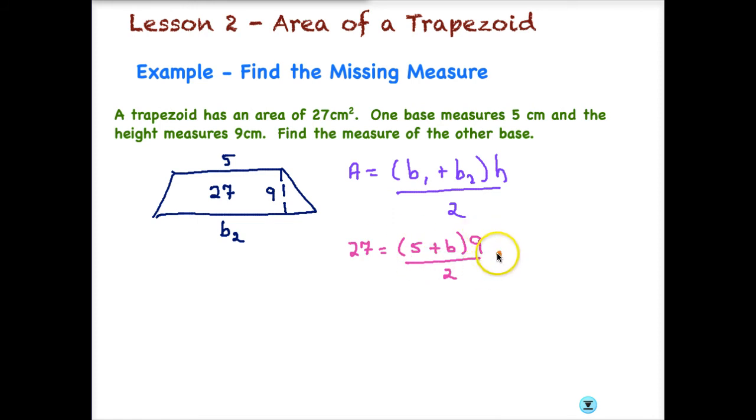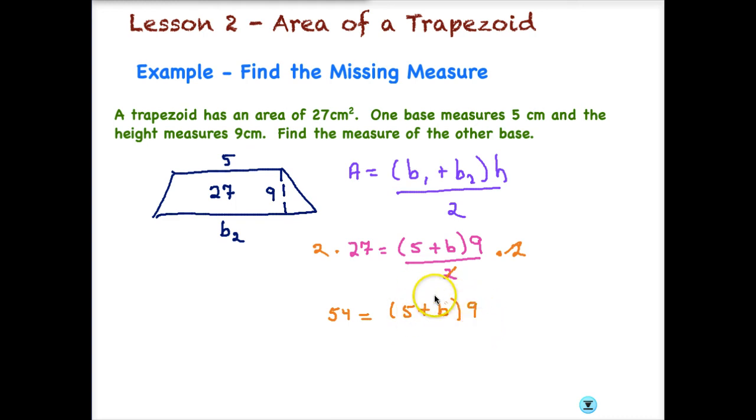So to get rid of the 2, we would just multiply by 2. So we're going to do the opposite. We're dividing by 2. In order to get rid of it, we multiply by 2. 2 divided by 2 is 1, and now there's no more division on this side. 2 times 27 over here is 54. So now we have 54 equals 5 plus b, keep these in parentheses, times 9.